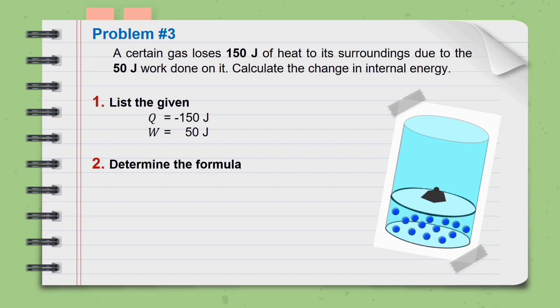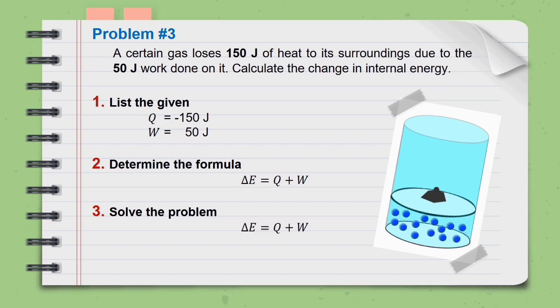Next step is we're going to determine the formula. So as stated in the previous slide, delta E is equal to Q plus W. Since there is nothing needed to be converted, we're going to directly solve the problem. Delta E is equal to Q plus W. Delta E is equal to negative 150 joules plus 50 joules, resulting in negative 100 joules. So that would be our final answer.